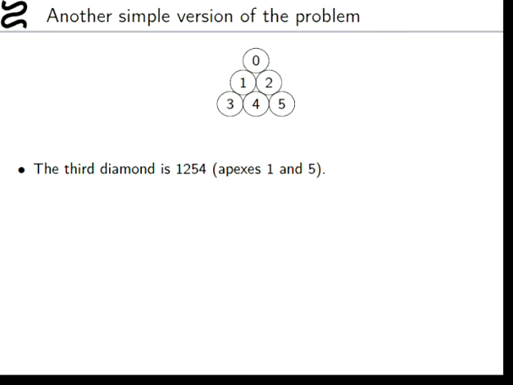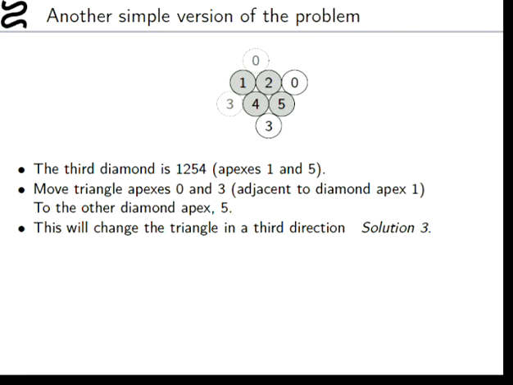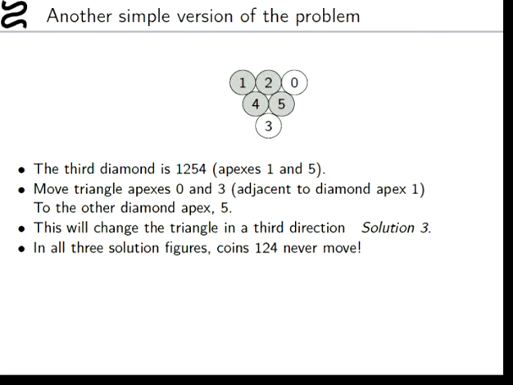The third diamond is 1 2 5 4, with apexes 1 and 5. Move triangle apexes 0 and 3, which are adjacent to diamond apex 1, to the other diamond apex 5. This will change the triangle in a third direction, and is the third solution. In all 3 solution figures, coins 1, 2, and 4 never move. Only 2 triangle apexes move per time.